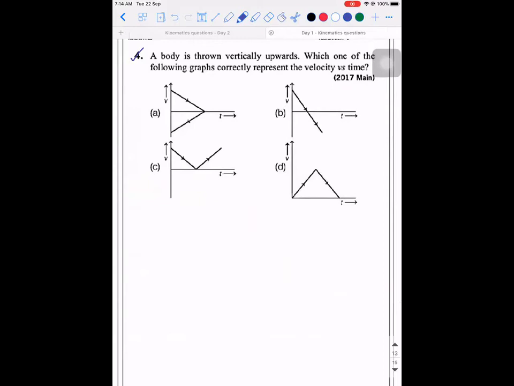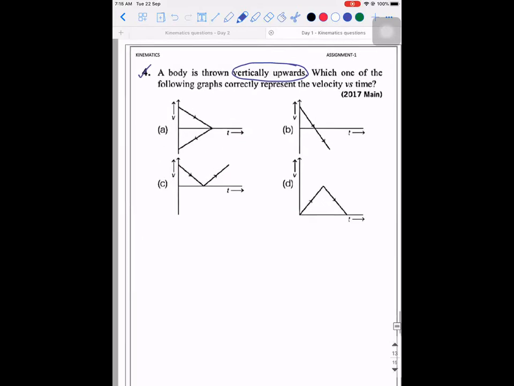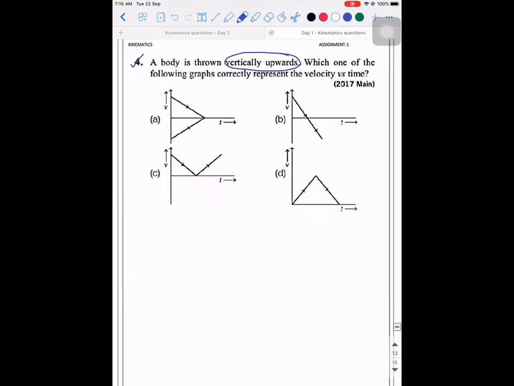Proceed. An object is thrown vertically upwards. Which one of the following graphs correctly represents the velocity versus time? So observe the object is moving vertically upwards. Means it is moving under the influence of whom? Gravity. It is moving under the influence of gravity. So think of equations of motion in terms of gravity with proper sign convention and tell me.